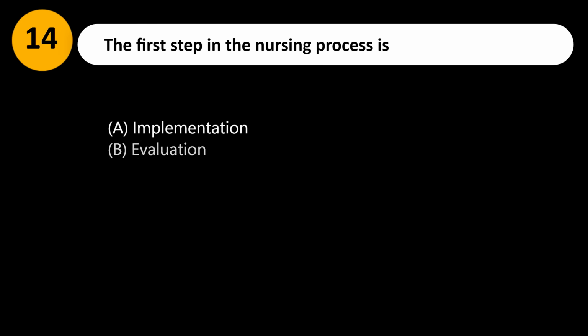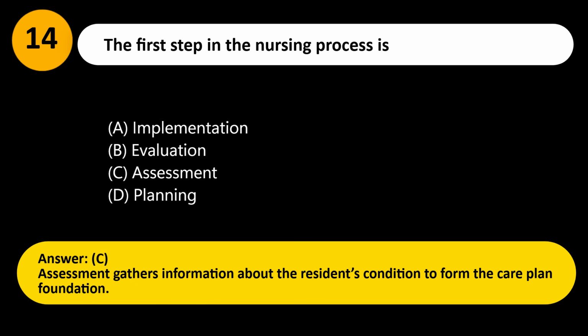The first step in the nursing process is: A. Implementation. B. Evaluation. C. Assessment. D. Planning. Answer: C. Assessment gathers information about the resident's condition to form the care plan foundation.